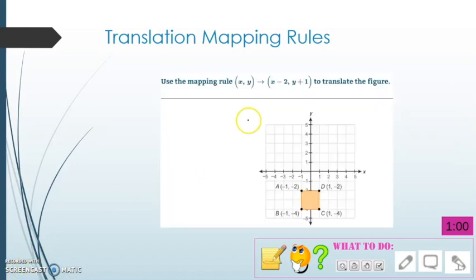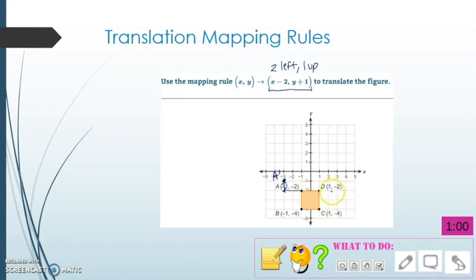Alright, so let's try this one. The mapping rule that they want you to use to translate is x minus 2, y plus 1. So x minus 2 means to go 2 to the left. Y plus 1 means to go 1 up. Okay, so we can count each individual point. If I started with A, we can go 2 to the left and then 1 up, and that's where A prime is going to be located.